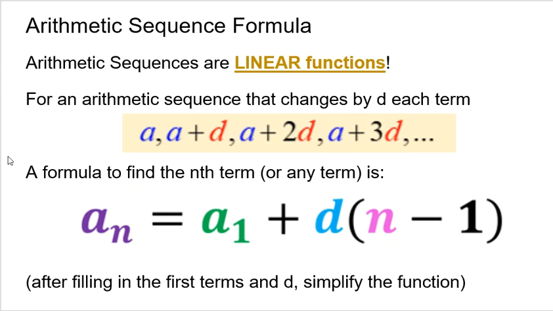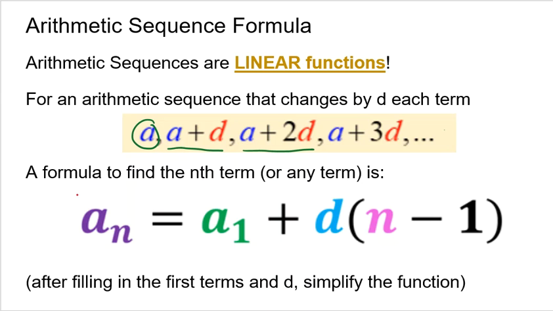So again, the idea here is very generically speaking. Your first term is just a, your first term, whatever it is. And then your second term is adding that common difference. And then the third term is adding 2 of those differences. And then adding 3 of those differences and so on. So here is a very simple way to find a formula for any term.